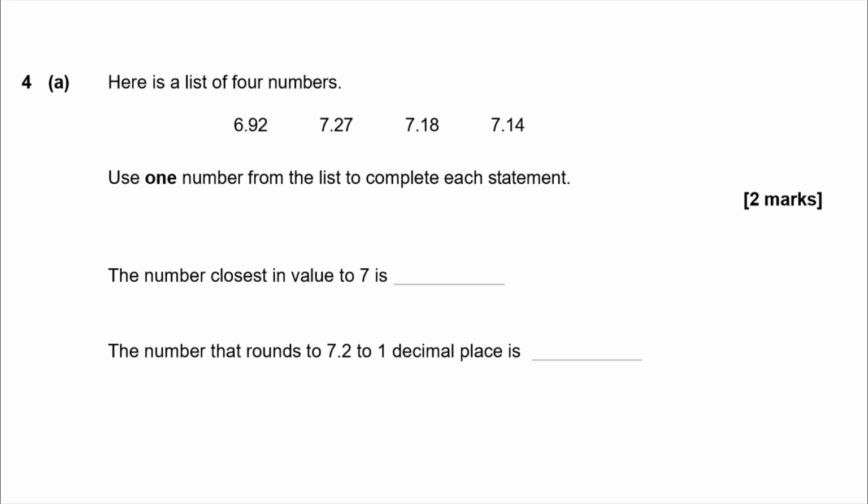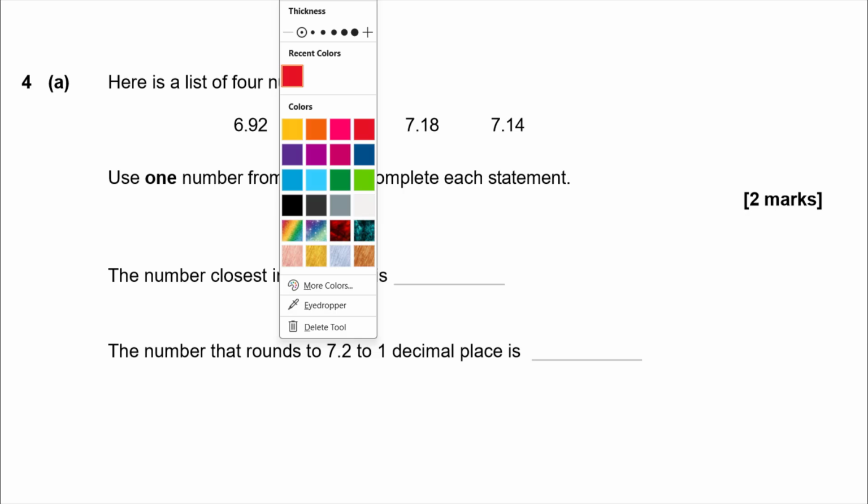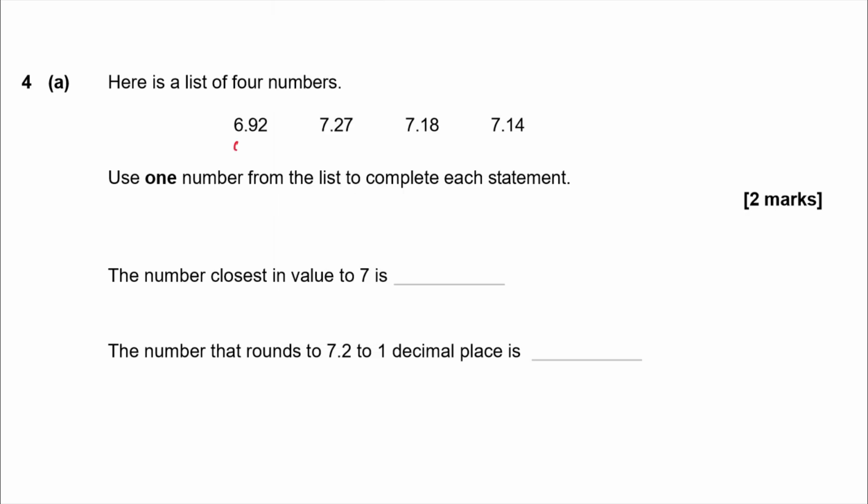Question 4a, here is a list of 4 numbers. Use one number from the list to complete each statement. The number closest in value to 7 is. Okay, well, what is the difference between each of these numbers and 7? The difference between 6.92 and 7 is going to be, well, I'd have to add another 0.08 onto there to make 7.